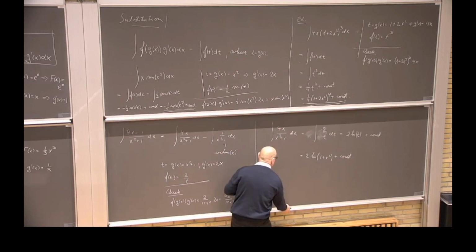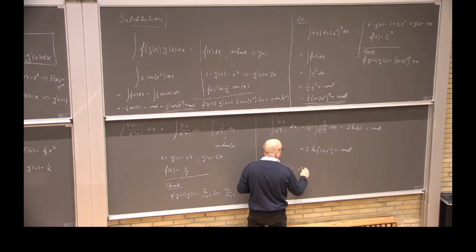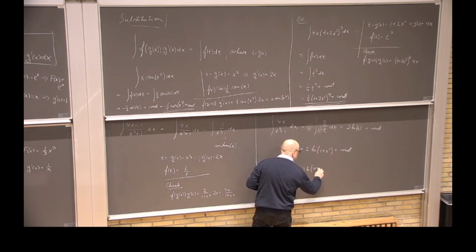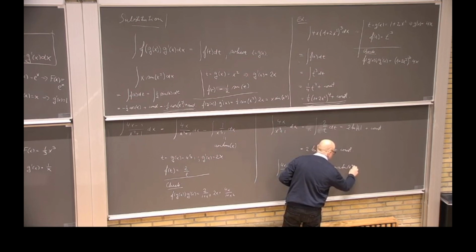So when I sum up this integral here, I get 2 ln, or 2 times the natural logarithm of 1 plus x squared, and then plus arctan of x plus some constant.